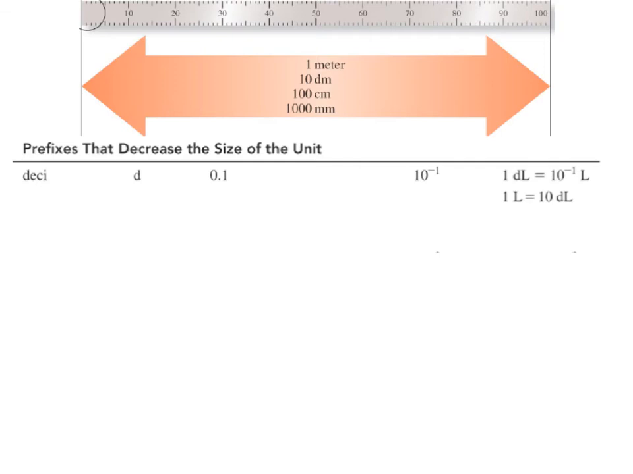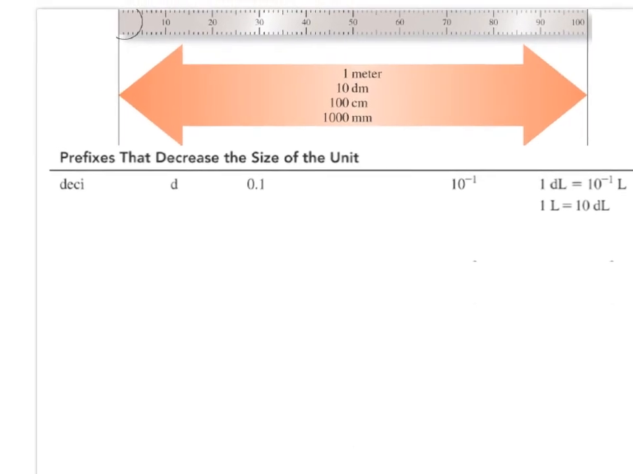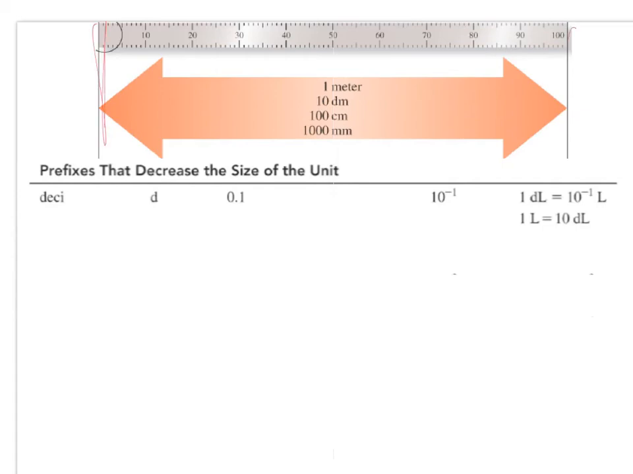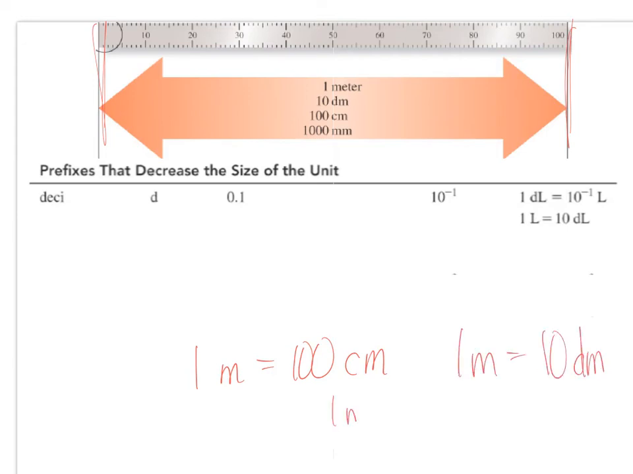All right, let's look at these prefixes that decrease the size of a unit. So this is the metric system, and we're looking at the prefixes like milli and centi and deci. In other words, these are tiny little things. So in 1 meter stick, like what's up here on our slide, this is 1 meter. 1 meter is equal to 100 centimeters. So centis are really tiny little things. Can you see how the deci would work? 1 meter equals 10 decimeters, and 1 meter equals 1,000 millimeters.